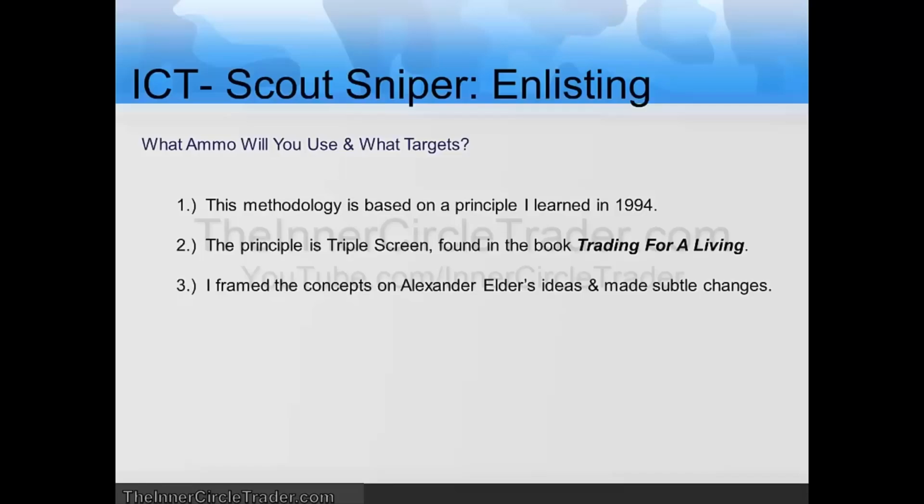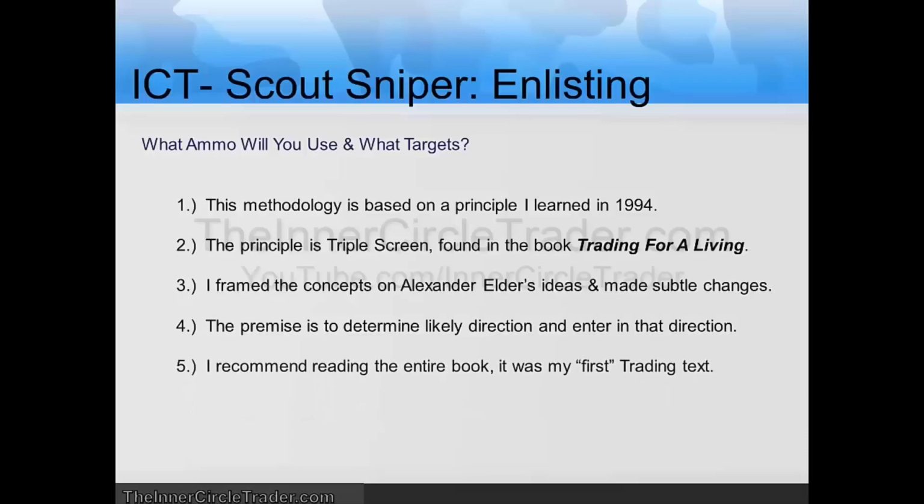And I framed the concepts on Alexander Elder's ideas, the author of Trading for a Living, and made subtle changes, really. But if you really study these concepts, you're going to find the fingerprint of Elder all through this. And if one could claim authors of books as mentors, obviously he was my first one, if you will. The majority of my other work comes from Larry Williams. Now the premise is really to determine the likely direction of the market and then enter in that direction only.